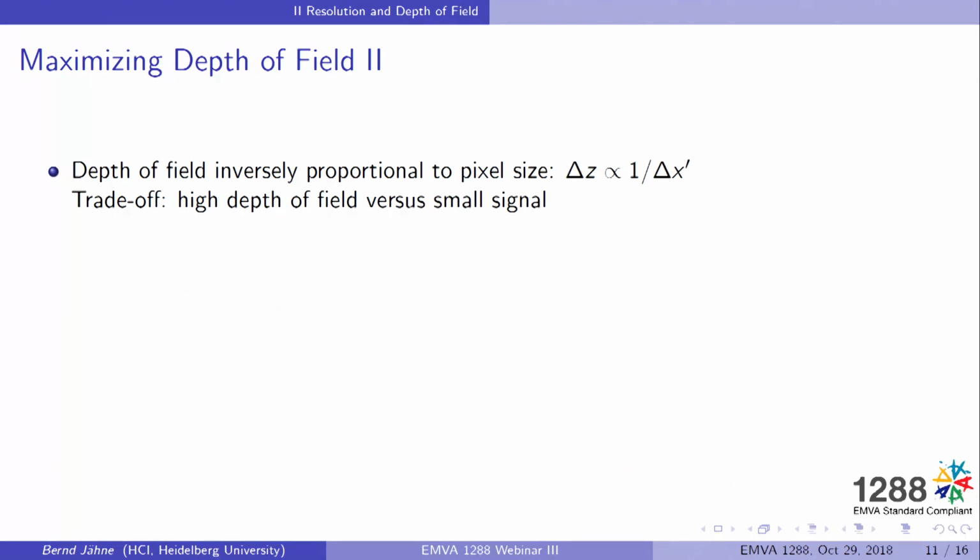Let's do the basic conclusions here. The depth of field is inversely proportional to the pixel size if you fix basically the object size and the aperture number. Well, if you take smaller and smaller pixels, remember what we said in the beginning, if the pixel is smaller and smaller, we'll get less photons because the area is smaller. So obviously we have also here a serious trade-off. We can trade a high depth of field versus a smaller signal. So it has consequences. We will see in a moment more detailed.